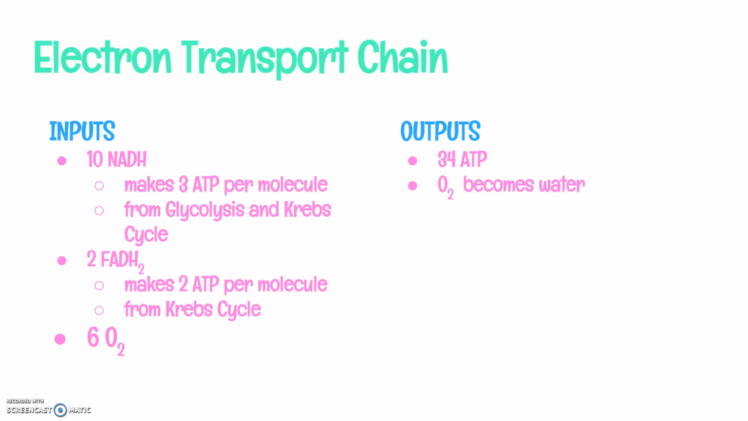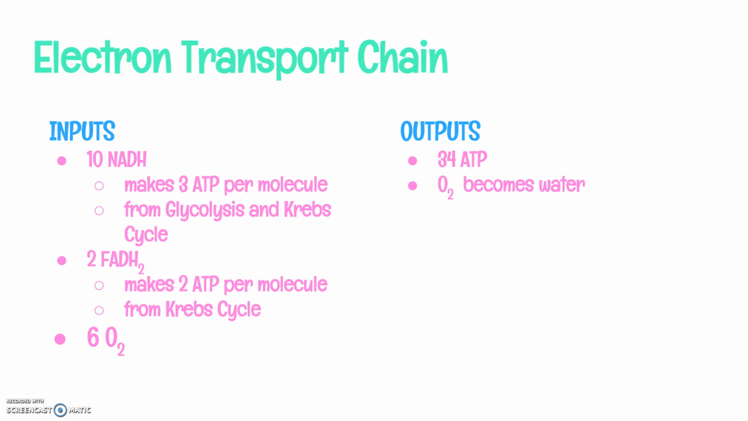So inputs for this, 10 NADH, that's coming from the glycolysis and Krebs cycle, and 2 FADH2, which is coming from the Krebs cycle, and 6 oxygen molecules. That's when we breathe in oxygen. And that later on is going to become just water when reacting with hydrogen. And another output, 34 ATP. So this is, of course, the time where we get most of the ATP for our bodies.